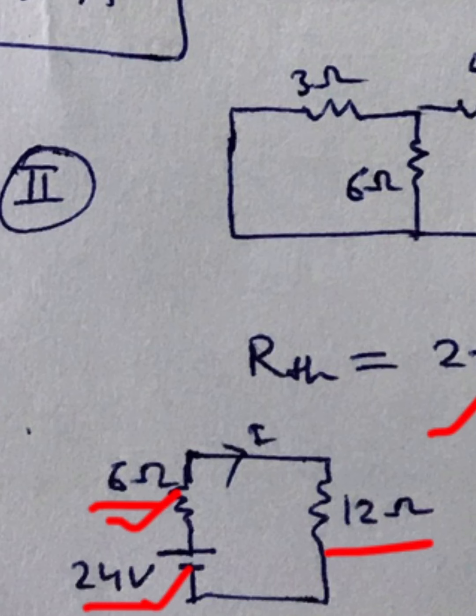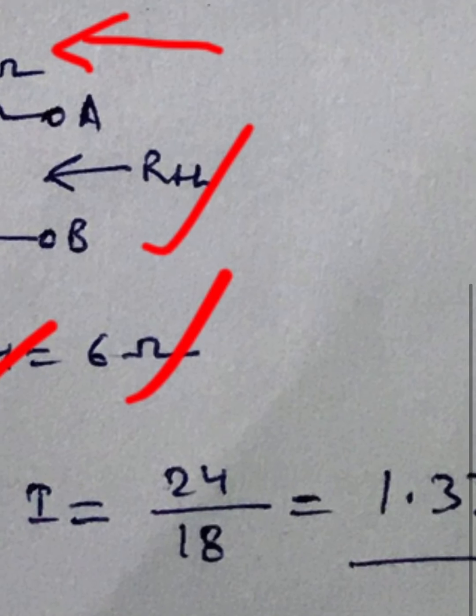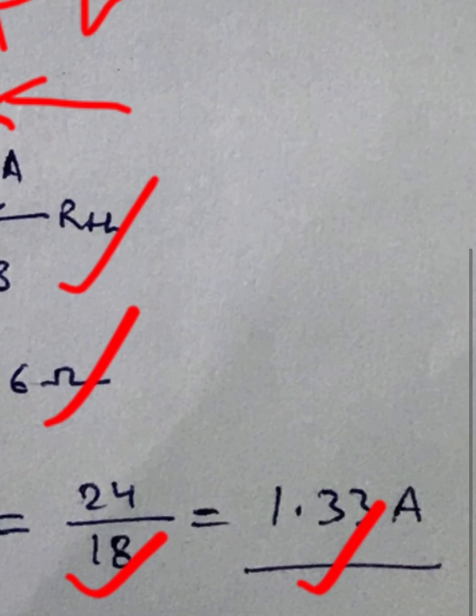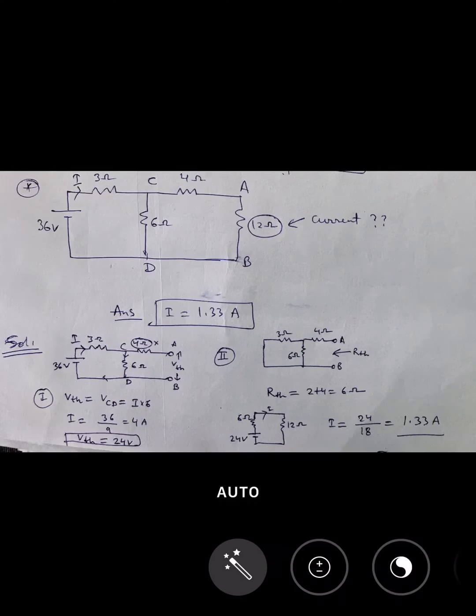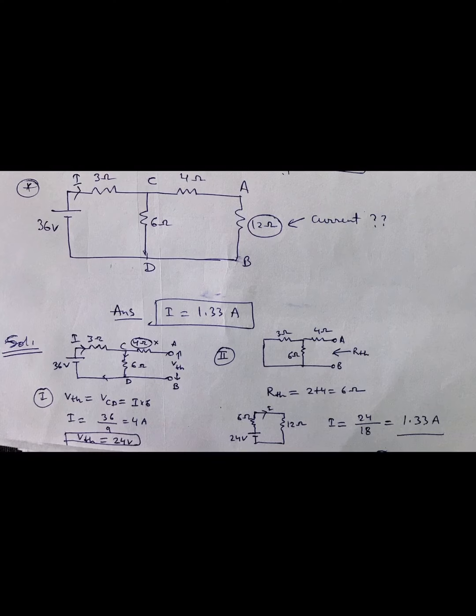Okay, so here VTH is 24 volt, RTH is 6 ohm, and the load resistor RL is 12 ohm. So the current flowing through this 12 ohm will be 24 divided by 6 plus 12, as written here, 24 by 18 will be 1.33, the same result which we obtained using Norton's theorem. So we have proved here that the same question can be done using Norton's theorem as well as the Thevenin theorem.